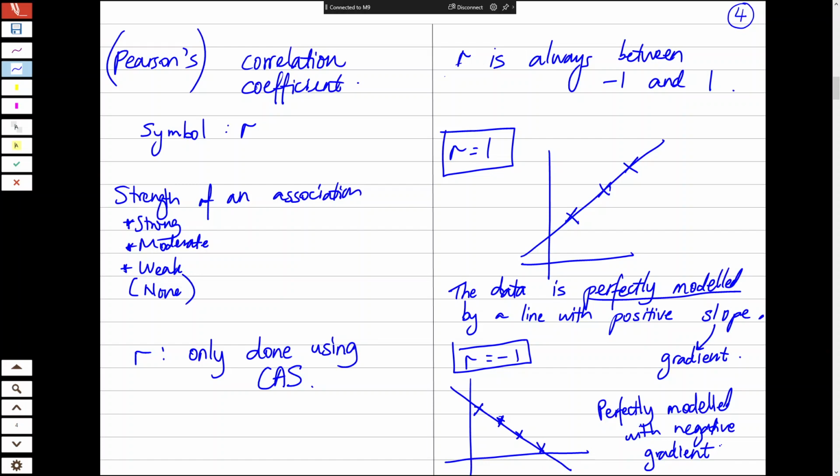Okay, so these are what I might call the two extremes. R equals 1 and R equals minus 1. Everything that we will do in this class is going to be somewhere in between these two extremes, but you still need to know what 1 and negative 1 mean.